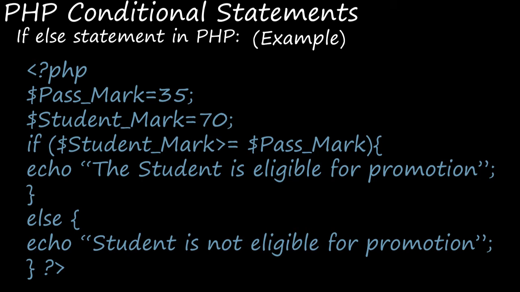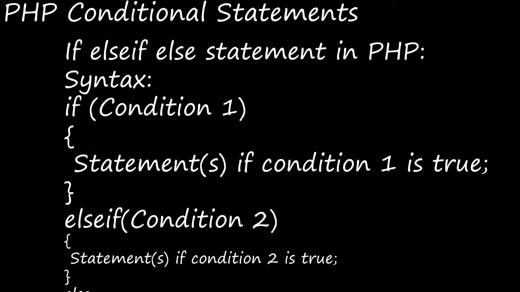If the statement is true, the first set of statements will be executed. If that statement is false, then in the next else part we have a statement, right? In this else part, the statement will be executed. Here only true and false cases are there. And the next one we are going to see is the if else if statement in PHP. This is a combination of if else statements only.